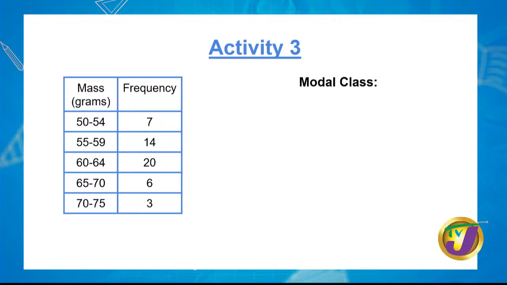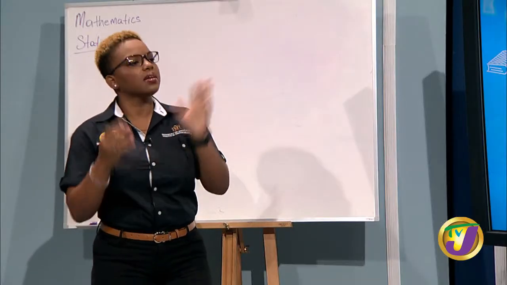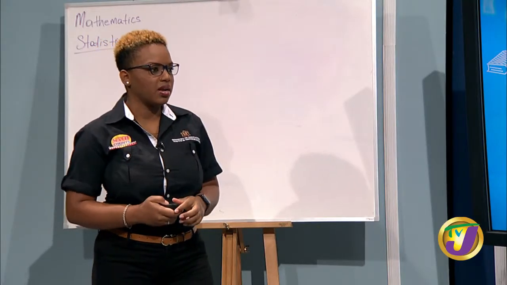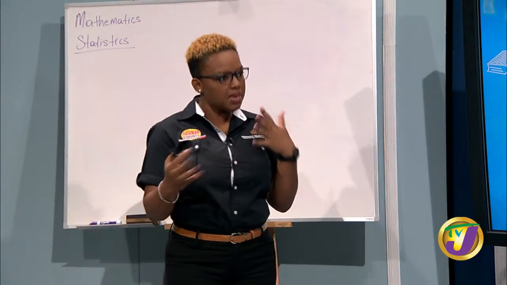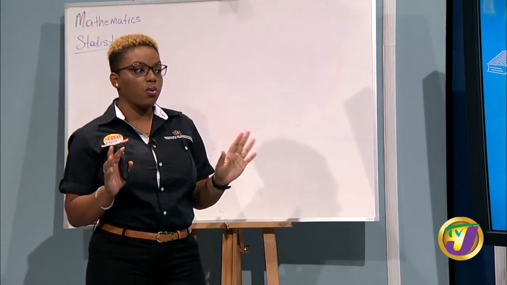Yes. And from the table, we can clearly see that that is the 60 to 64 grams interval, because quite a good 20 of the carrots would have weighed between 60 and 64 grams. So that class interval is the modal class. When we talk about the modal class, we're talking about the class interval with the highest frequency. All right, so we need to now find the mean mass to the nearest gram. How do we do this now?